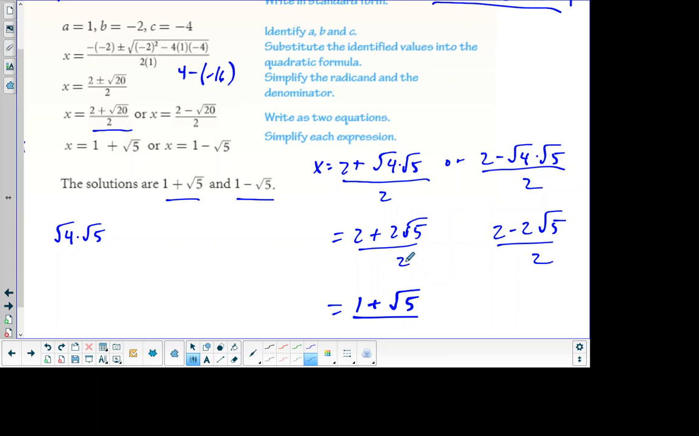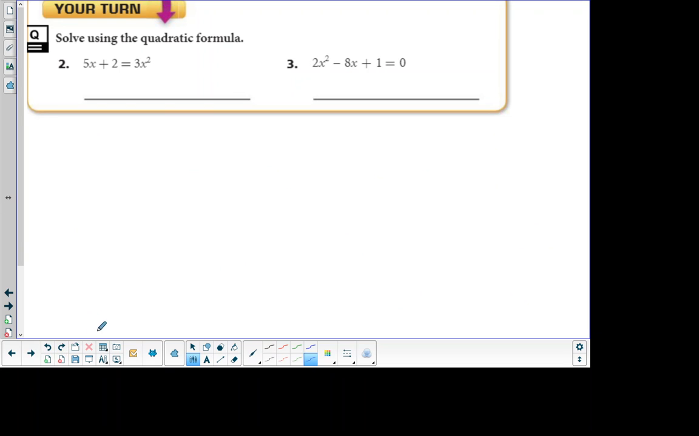And then in the denominator, 2 divided by 2 is 1. And then over here, instead of 1 plus radical 5, it would become 1 minus radical 5. And 1 plus radical 5 over 1 is the same as 1 plus radical 5. And over here, 1 minus radical 5 over 1 is the same as 1 minus radical 5. So that's how they got these two answers as the simplified form. Let's look at a couple of examples, and you're going to see how easy this is.